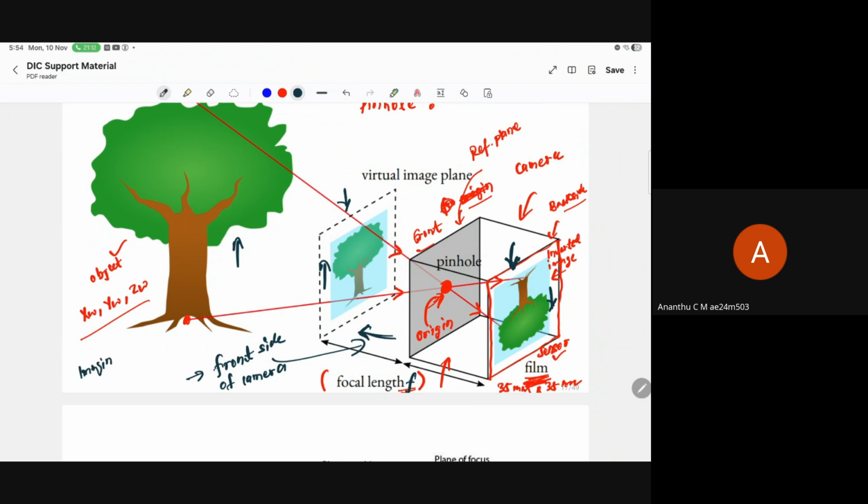Okay, so let me just write the complete name. When you move the film to the front of the pinhole, this is called the forward imaging model.